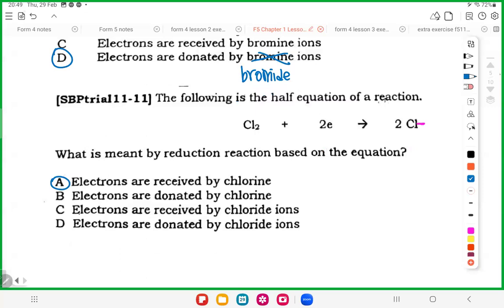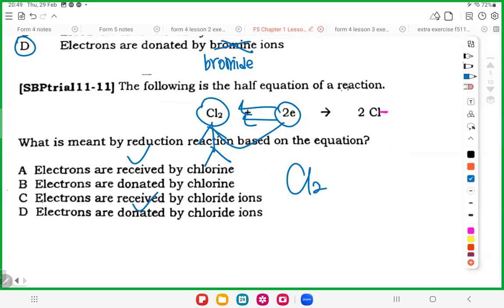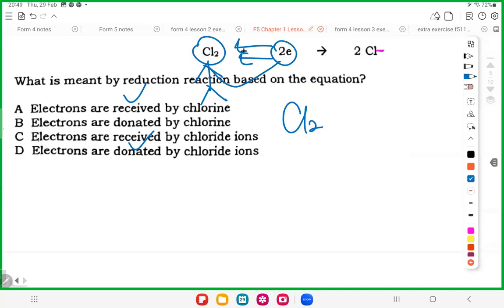Why? So look at it. This is you. The electron is on the left, very close to you. So when it's very close, your hand takes it. When you take it, you receive. So who received the electron? This fella. This fella is Cl2. Does Cl2 have a charge or not? No charge. You are chlorine. N stands for neutral.